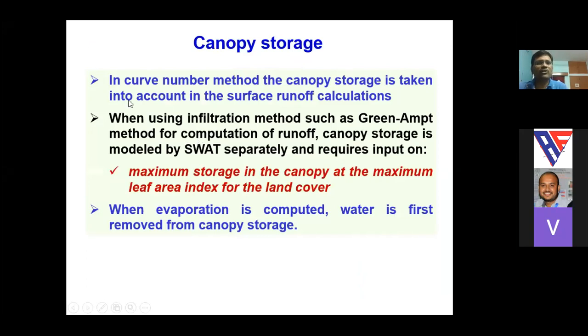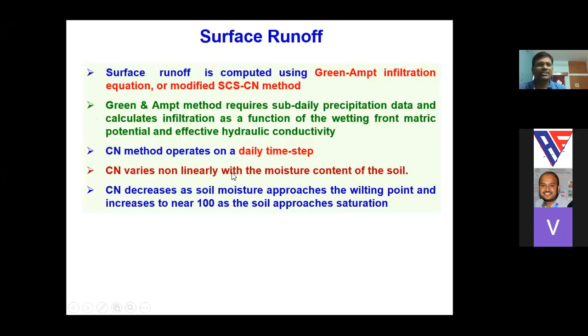In the SWAT model, for estimating the surface runoff, the curve number method is applied. Basically there are two approaches applied. One is the Green and Ampt method for estimating the surface runoff, and the second one is the modified Soil Conservation Service curve number method.